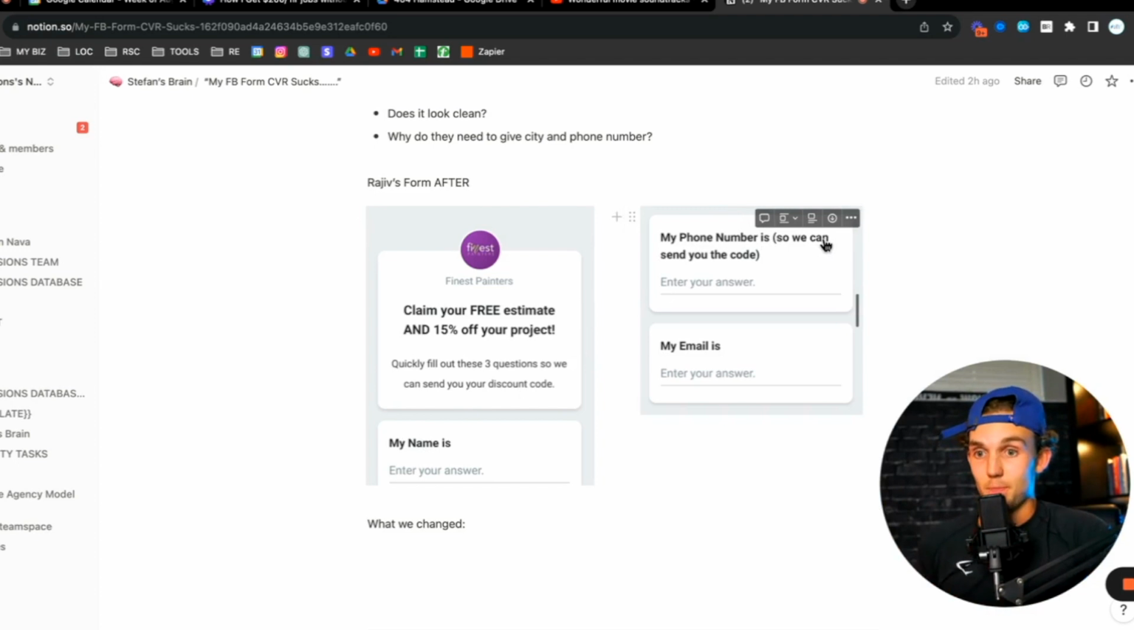And as you can see here, in the phone number, it says, what is your phone number, right? My phone number is, and then in brackets it says, so we can send you the code. Oh, they need my phone number so they can send me the discount code. Makes sense. Let me give them my phone number, right? It's all making sense. It's all tying into the back of the head why they're doing the things that they need to be doing, right?